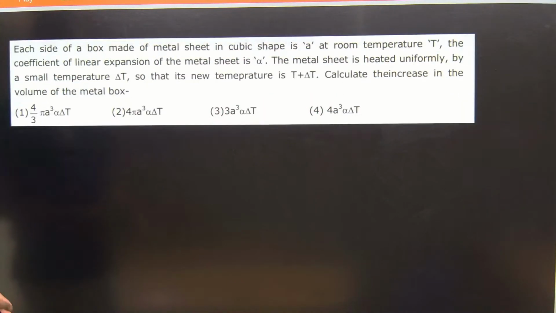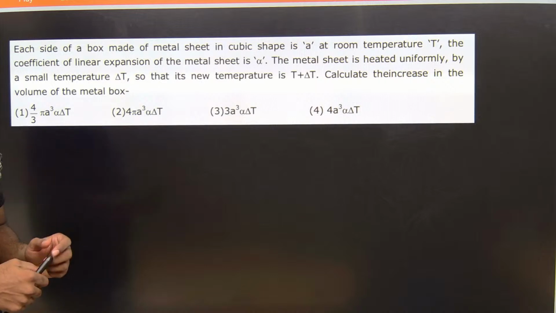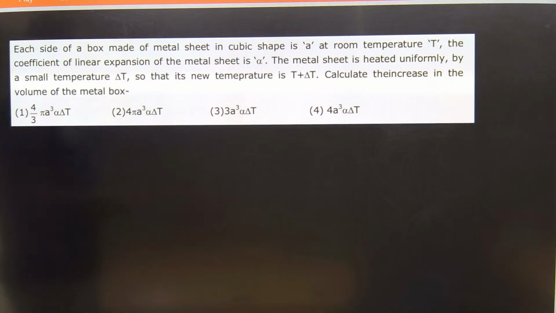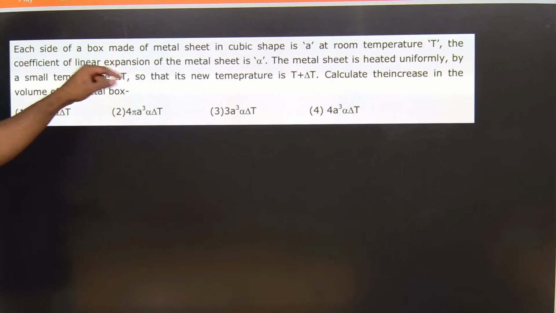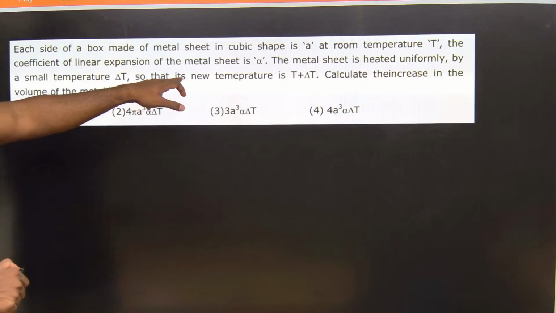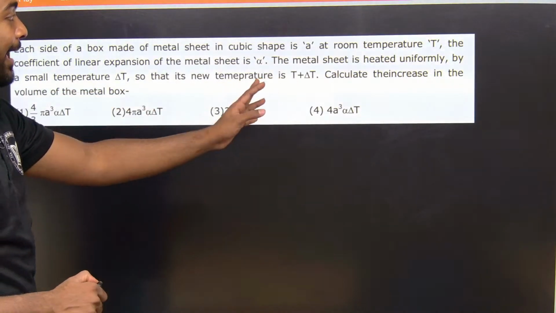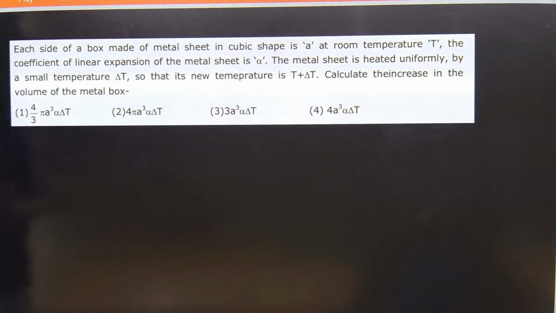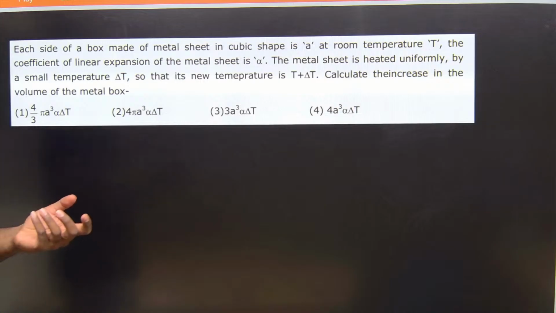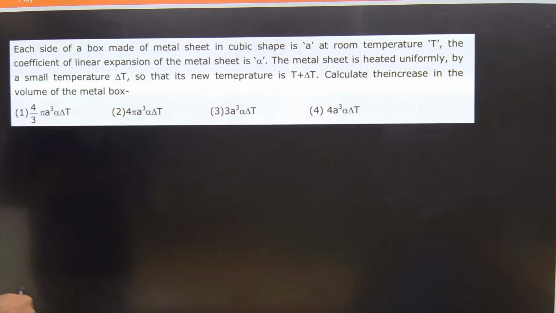The next question is: each side of a box made of a metal sheet in a cubic shape is A, at a room temperature T. The coefficient of linear expansion of the metal sheet is alpha. The metal sheet is heated uniformly by a small temperature delta T, so that its new temperature is T plus delta T. Calculate the increase in volume of the metal box. So what will be the volume now? Volume will be A cube, I will write A cube.